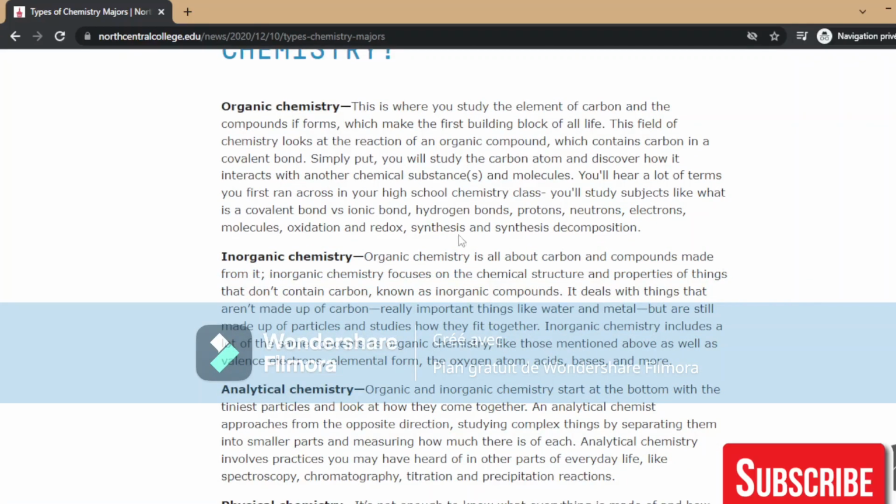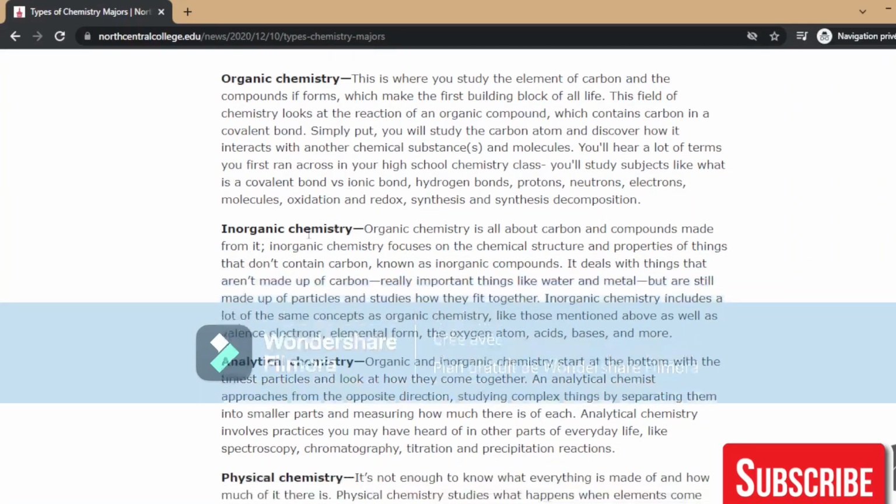The second type, which is inorganic chemistry. So organic chemistry is all about carbon compounds made from it. Inorganic chemistry focuses on the chemical structure and properties of the things that don't contain carbon, known as inorganic compounds. It deals with the things that aren't made up of carbon, really important things like water and metal, but are still made up of particles, and studies how they fit together.